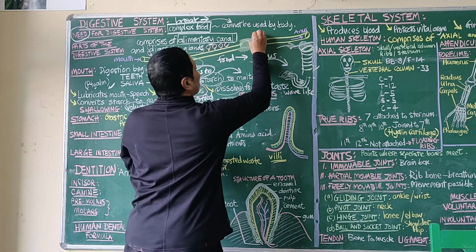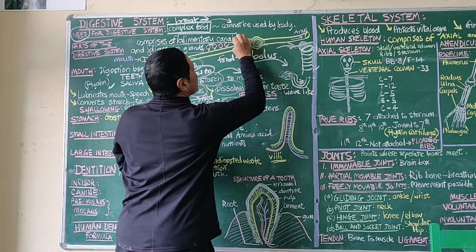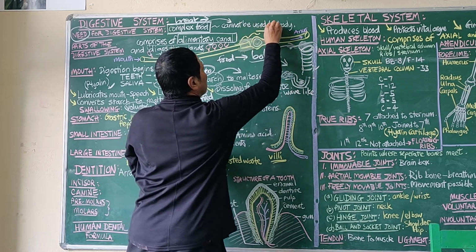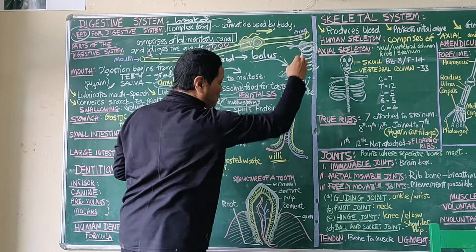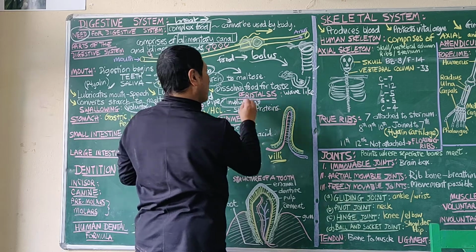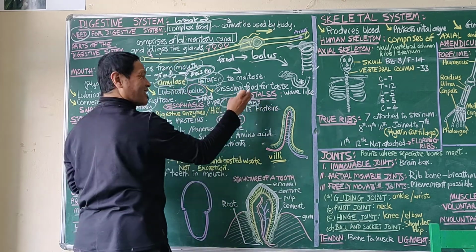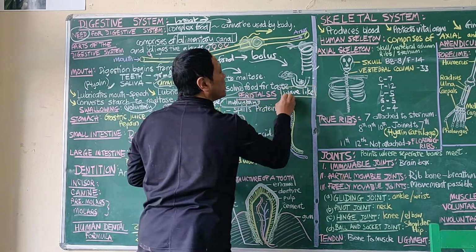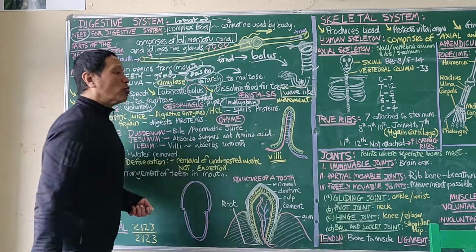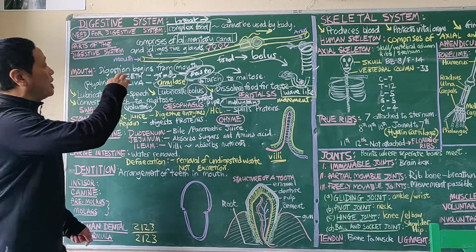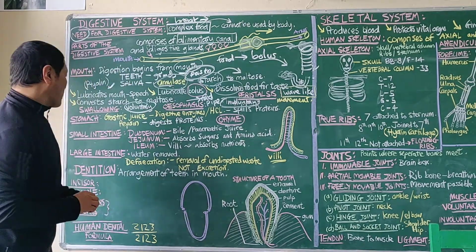And this part begins to swell up. So this wave-like action travels downwards, pushing the food forward. So that is called peristalsis. What's peristalsis? It is the wave-like movement of food, or bolus, down the alimentary canal.